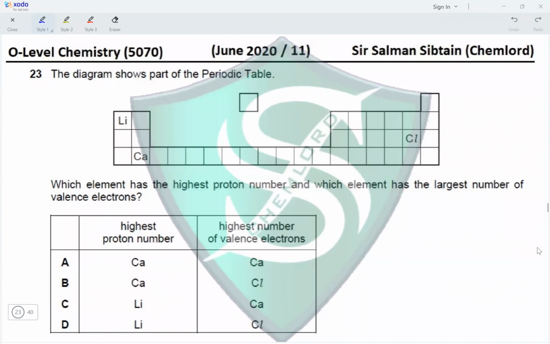Question 23. The diagram shows part of the periodic table. Which element has the highest proton number and which element has the largest number of valence electrons? Highest proton number would be the element at the bottom of the given part of the periodic table, which is calcium. So either A or B would be the answer. The one with the maximum number of valence electrons would be chlorine, the one to the right. So the correct option is there in B and not in A, making option B the correct option for this question.